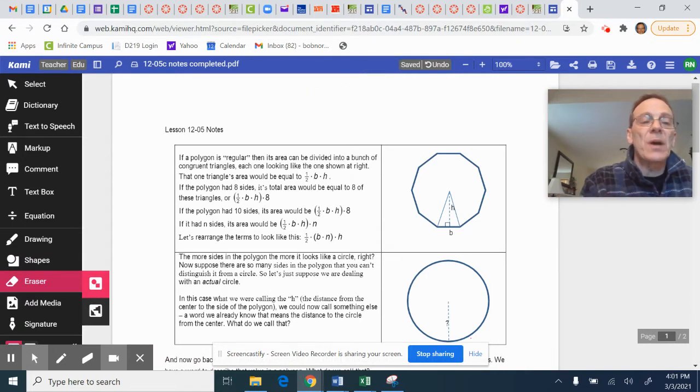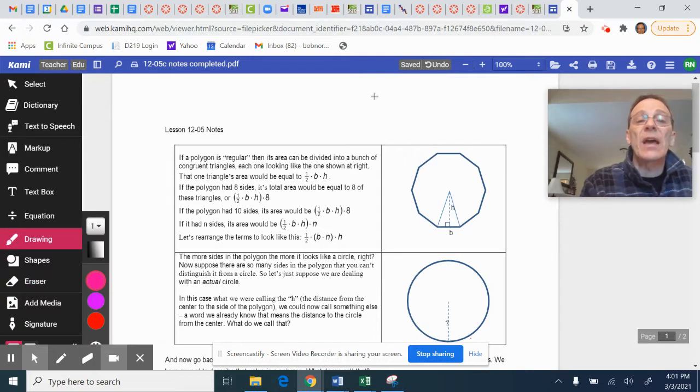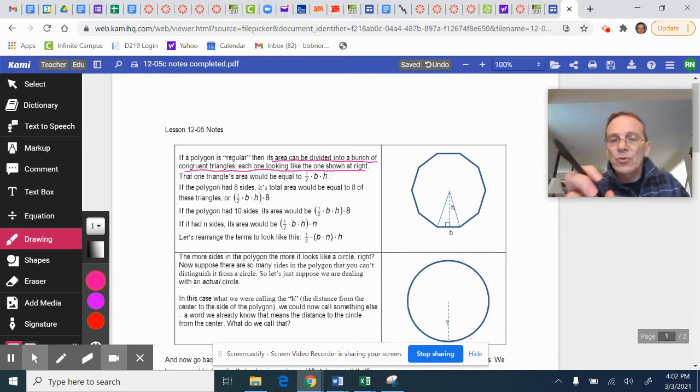So there's a regular polygon illustrated here. And if it's regular, as the text says, I'm just reading now, then its area can be divided into a bunch of congruent triangles, each one looking like the one shown at the right. So I've sort of carved out one triangular area out of this regular polygon, and there would be a bunch of other triangles coming from the center, all congruent. So that one triangle's area would, of course, be equal to 1/2 times b times h. That's the formula for the area of a triangle. The b is illustrated here. The h is also shown.